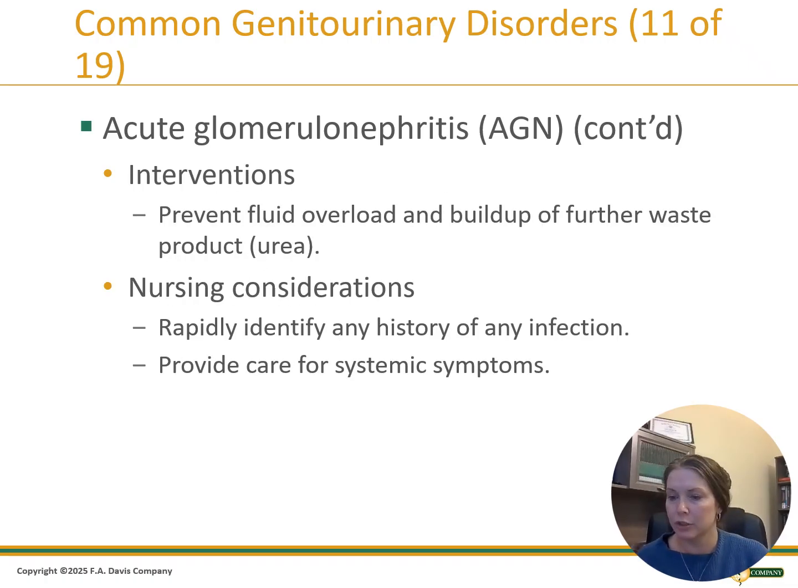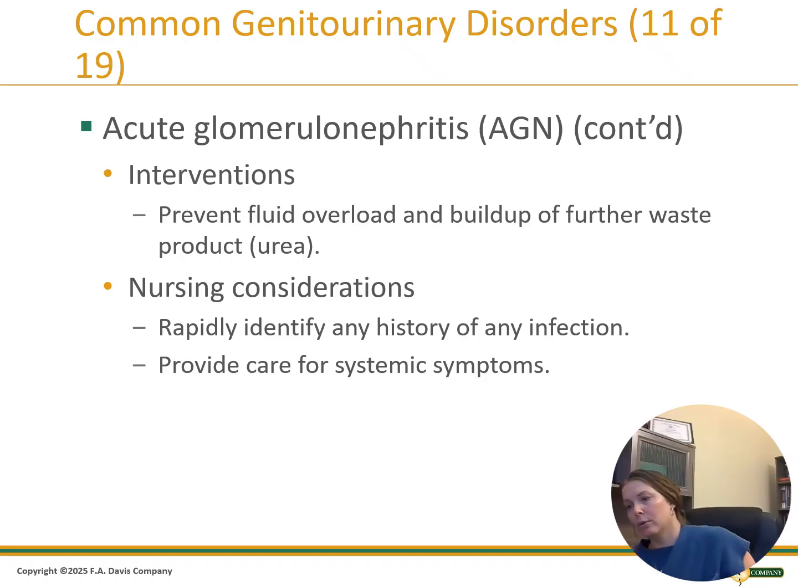So we can move on to our interventions and nursing considerations. Interventions: we want to prevent fluid overload and build up of further waste products, so limit fluids and sodium intake, and administer diuretics if needed. These are kids we want to get a daily weight on, and monitor their urine output. We're going to get labs on these kids, monitoring their BUN and creatinine, adjusting their diet if needed.